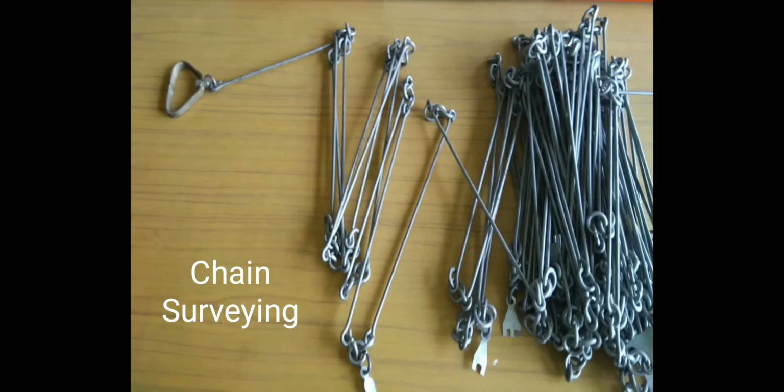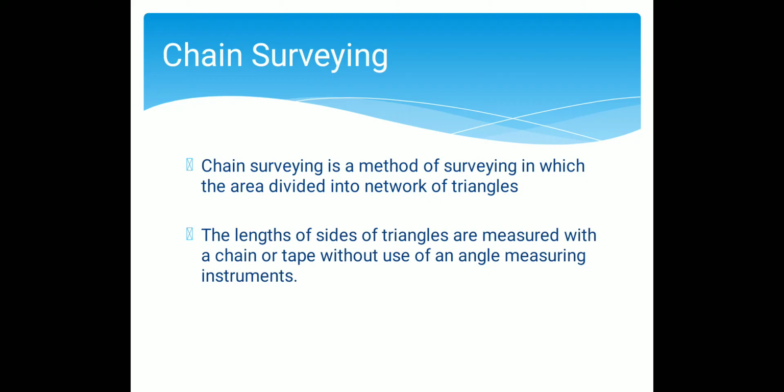Today's topic is chain surveying. So far in the last class we have learnt about surveying, its principle, types and classification. Now we are going to see about chain surveying. It is a method of surveying in which the area is divided into a network of triangles. The lengths of the sides of the triangles are measured by chain or tape without the use of angle measuring instruments. Here we will be measuring only the linear measurements.